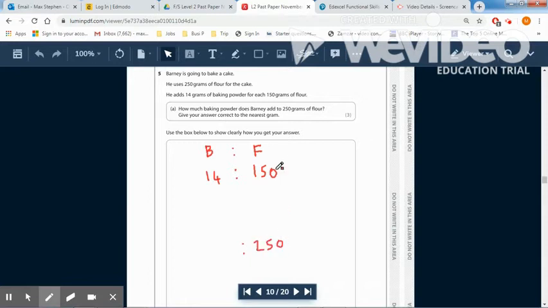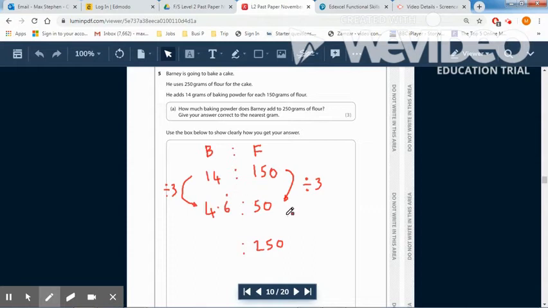So we need to find a way of going from 150 to 250. So we're going to do a step in the middle, and that is to find out how much we would need if we were just going to bake with 50 grams of flour. So how do we go from 150 to 50? We divide by 3. So we have to do the same on this side. So we do 14 divided by 3, which is going to give us 4.6 recurring.